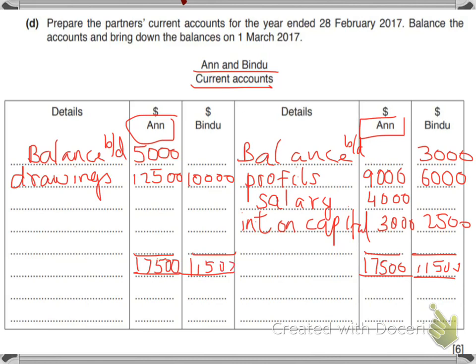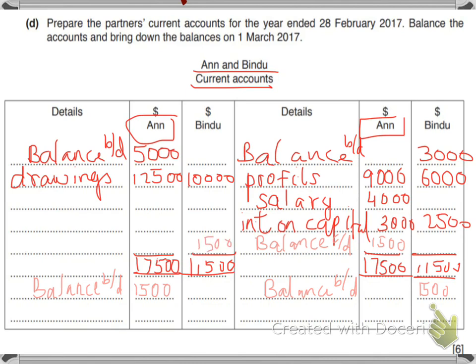And after that we need to balance it. So when we balance it, we get here balance brought down 1,500, and we write the same amount here, and we get balance carried down 1,500. Then after that we also need to balance it for Bindu's side. So Bindu's side, it's balance brought down, and the amount is again 1,500, and again we write it over here, balance brought down 1,500.